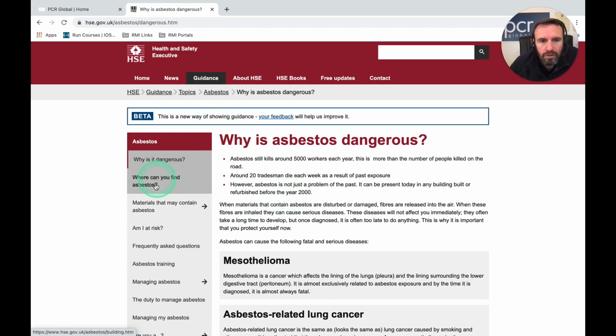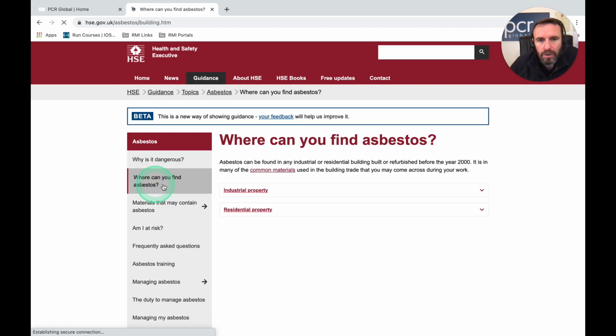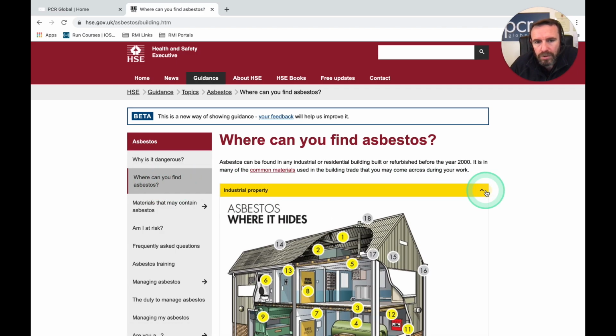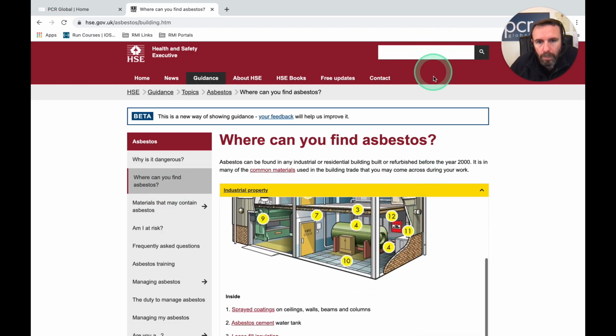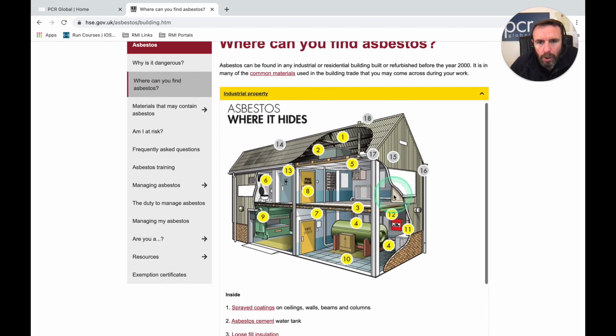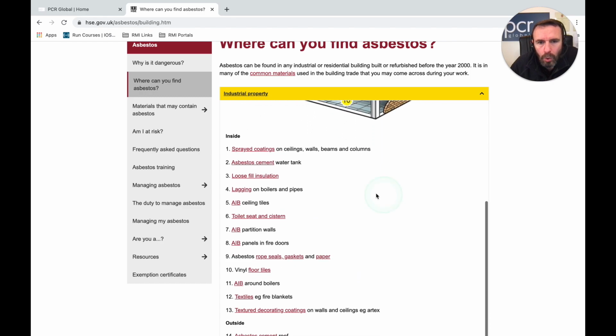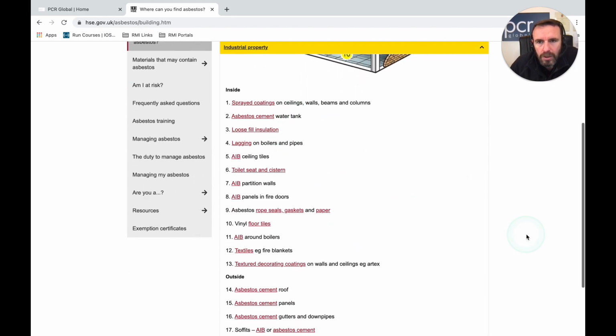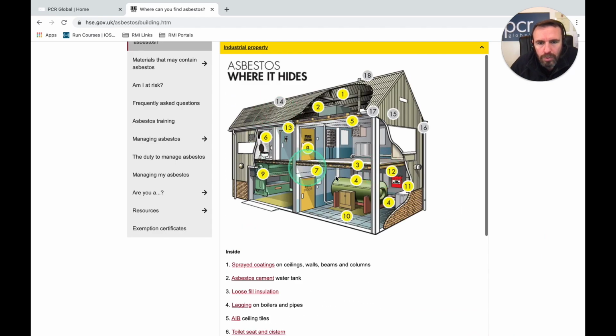Why is it dangerous? Where can you find asbestos? Very good resource here, industrial property. We'll just have a quick look at that. So there's an industrial property. We have sprayed coatings, asbestos cement on water tanks, loose fill insulation. So the actual photograph there shows whereby it can be on industrial property.